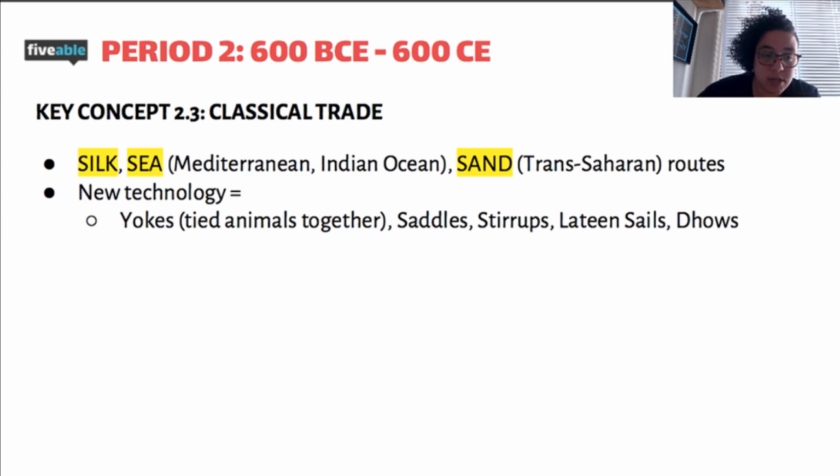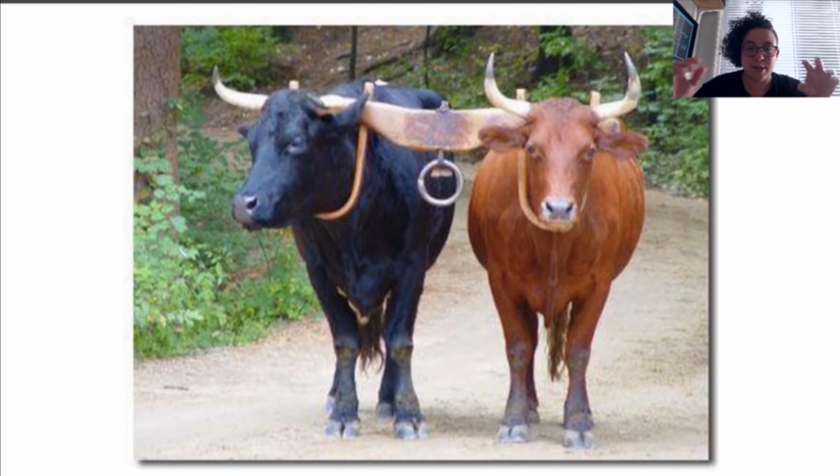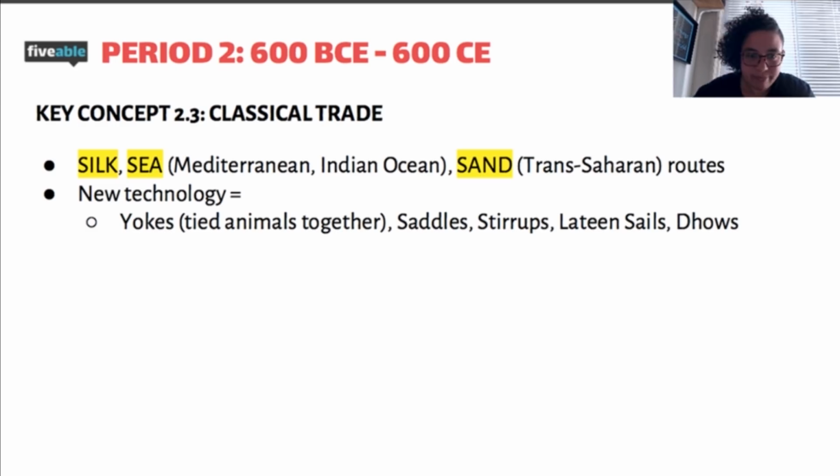And so some of those new technologies include yokes. This is where you're literally tying animals together so that now you have more power just because of that one piece of technology. You've also got saddles and stirrups. Stirrups are like what you put your feet in on the side of a horse. All of these things help to just move quicker, hold more stuff.